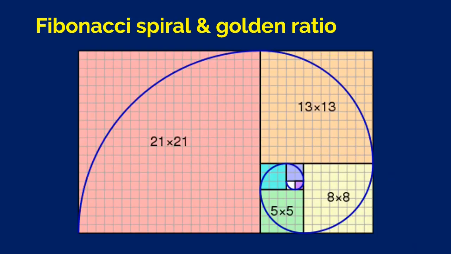Now, what is this Fibonacci spiral? Let us go back again to the squares that we had earlier. This is my 1 by 1 square. I have two of those, right? And then this is my 2 by 2 square, and then my 3 by 3 square, and so on.